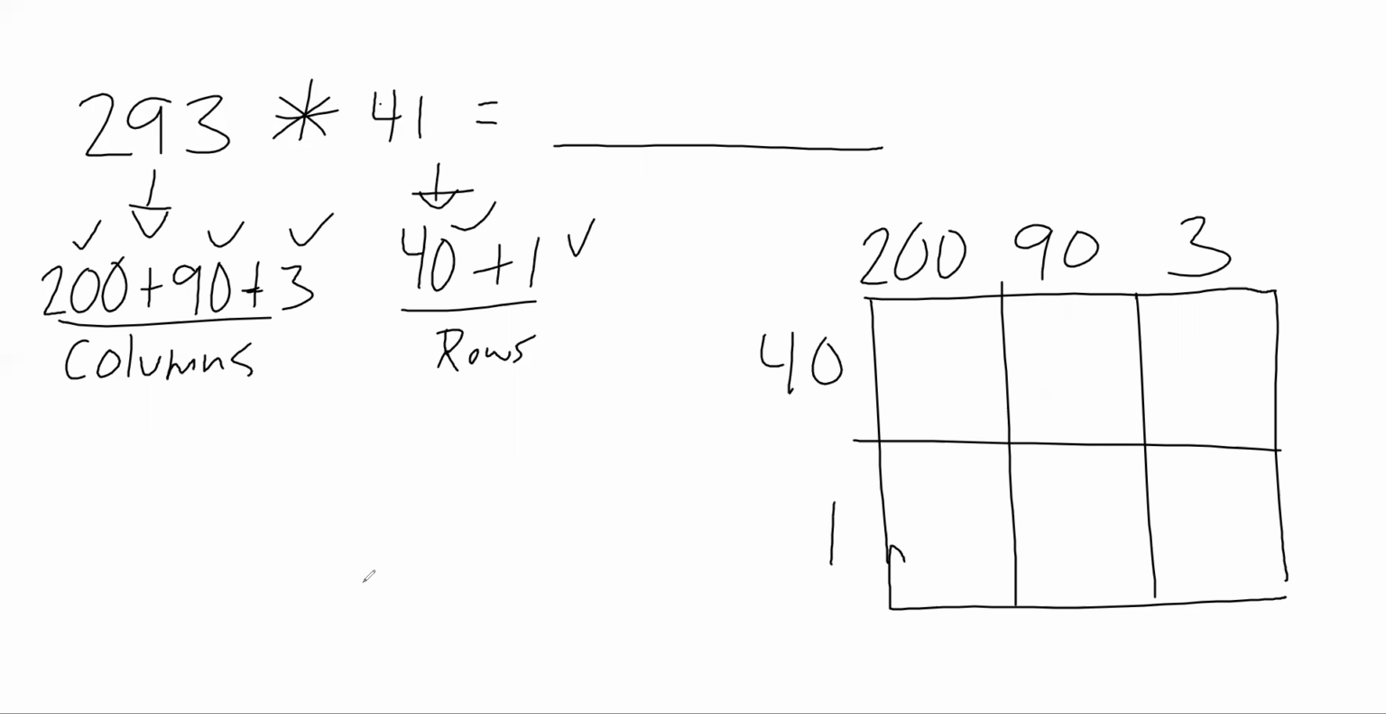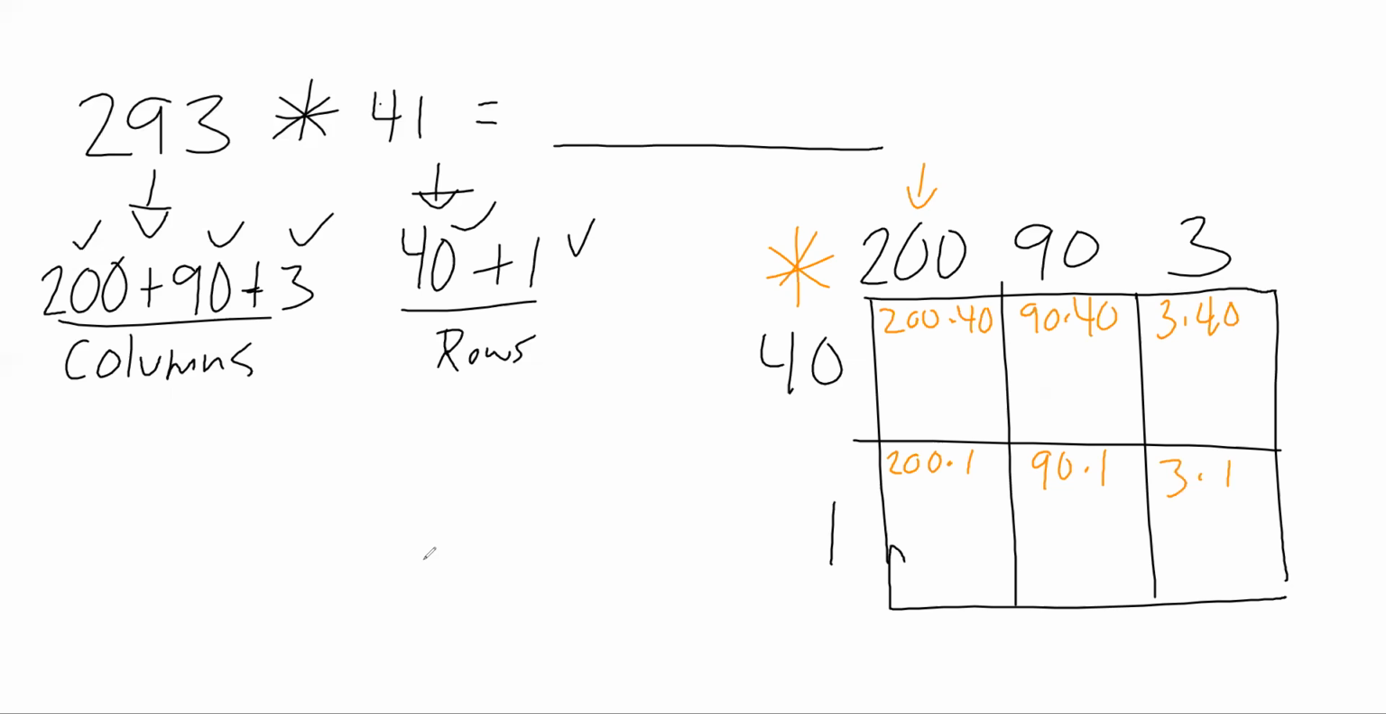Again, if you're not seeing where I'm getting this information, please watch the other videos so it can help you make sense, right? We're just going to continue to repeat this process. We're just changing the amount of digits that we use. So here we go. 200 times 40, 200 times 1. Oh, this will turn out nice. Identity property right there. 90 times 40, 90 times 1, 3 times 40, and 3 times 1.